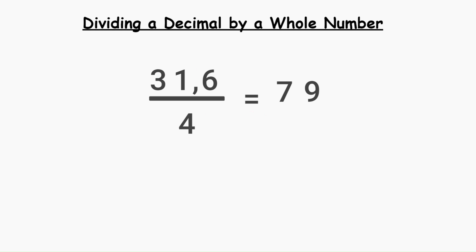Now that we've done that, we need to place our decimal into our answer. As we see in the problem, to get the decimal to the very end of the number 31.6, we only need to move the decimal one space to the right. That means we only need to move the decimal one space to the left in the answer. And we are finished. 31.6 divided by 4 equals 7.9. Great job.